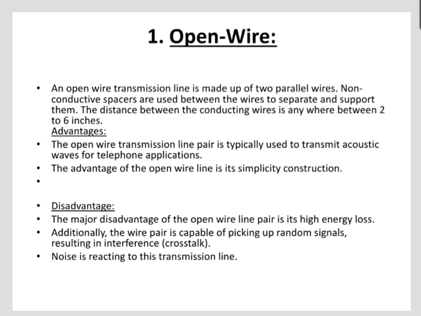The open wire transmission line pair is typically used to transmit acoustic waves for telephone applications. The advantage of the open wire line is its simplicity of construction. There are three disadvantages. The major disadvantage of the open wire line pair is its high energy loss. Second, the wire pair is capable of picking up random signals, resulting in interference. And third, noise is radiating into this transmission line.